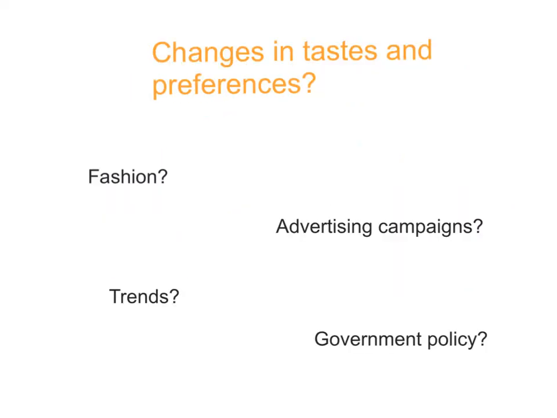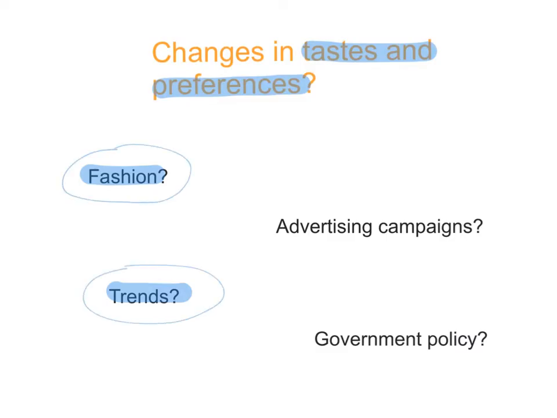Changes in the tastes and preferences of people can also cause an increase or a decrease in demand and can actually shift the demand curve. Fashion and trends, for example, if something becomes in fashion or becomes quite trendy, this might increase the demand, so the demand curve for that product might shift to the right. Advertising campaigns can also affect the tastes and preferences of people. A successful advertising campaign will increase the demand for the product. The demand curve for that product will shift to the right.